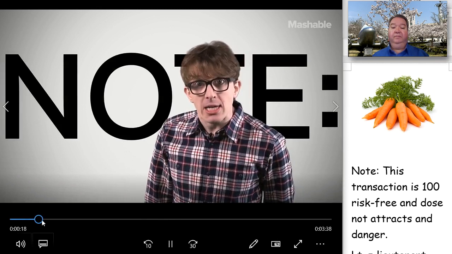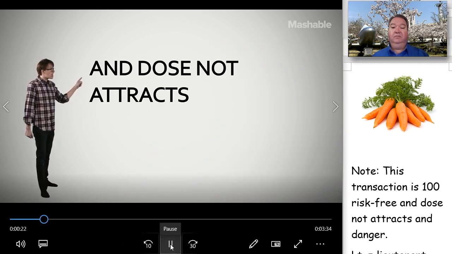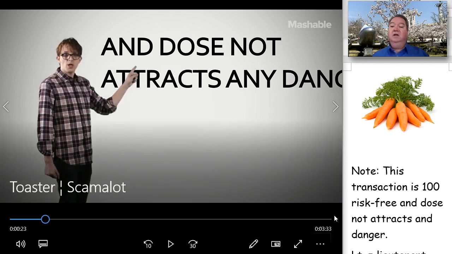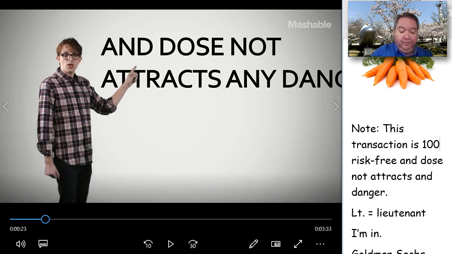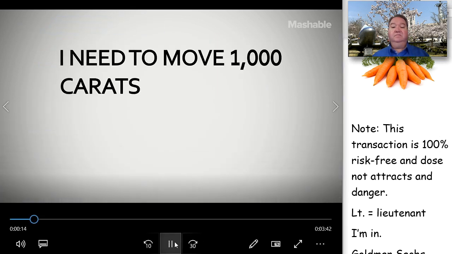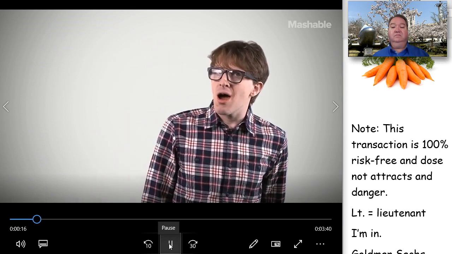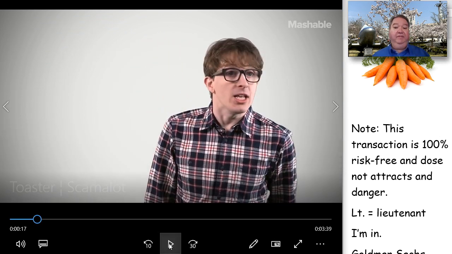Unlikely. Note, this transaction is 100% risk-free and does not attract any danger. So "note" means pay attention. This transaction is 100% risk-free and does not attract any danger. I need to move 1,000 carats of polished diamond. Equally unlikely. Equally unlikely means I don't believe that either.